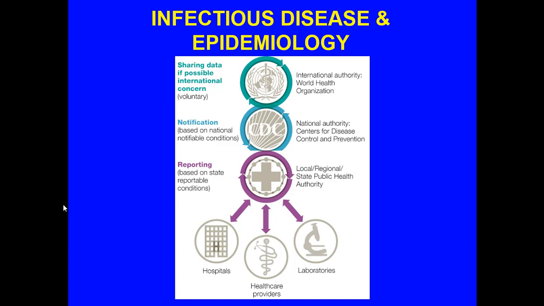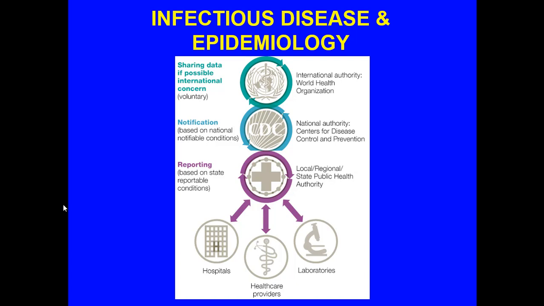This is basically a nice diagram. It's at the end of the chapter, and it's part of the review, but it's important that you keep this in mind. What's key to global health, if you really want to say it that way, is reporting. The local, regional, state public health authorities pass this information.